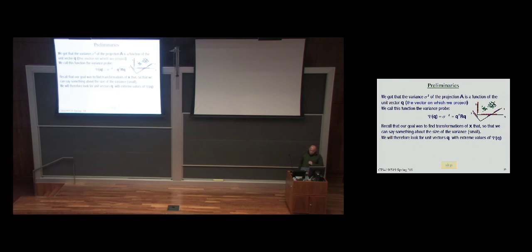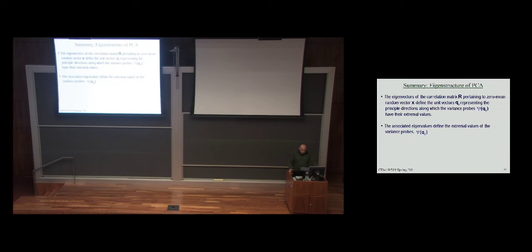We're therefore going to look for this unit vector Q with extreme, actually small, values of this probe. What comes next is a lot of linear algebra, which I'm going to skip, but if you want, you can go read it, and I'm going to summarize. It turns out that the way to do this is to compute the eigenvectors of this correlation matrix, X X transpose, and they will determine for us the Qs that you want to project on.